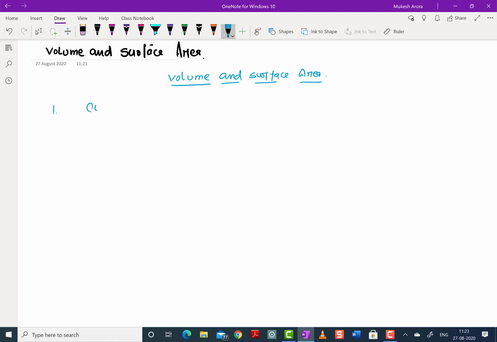First is cube. Cube is a six-sided figure where all sides are equal. The curved surface area of this is 4a square. Total surface area is 6a square. Volume is a cube, and the length of the diagonal, or the longest rod we can put, is root 3 a.